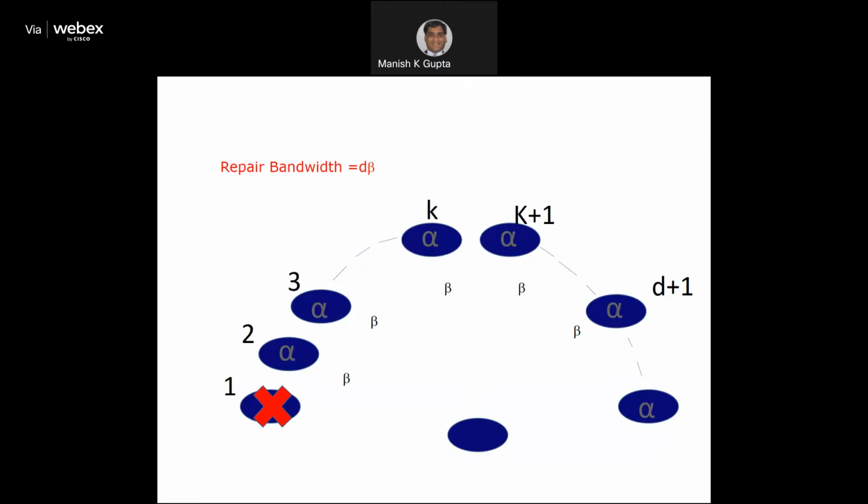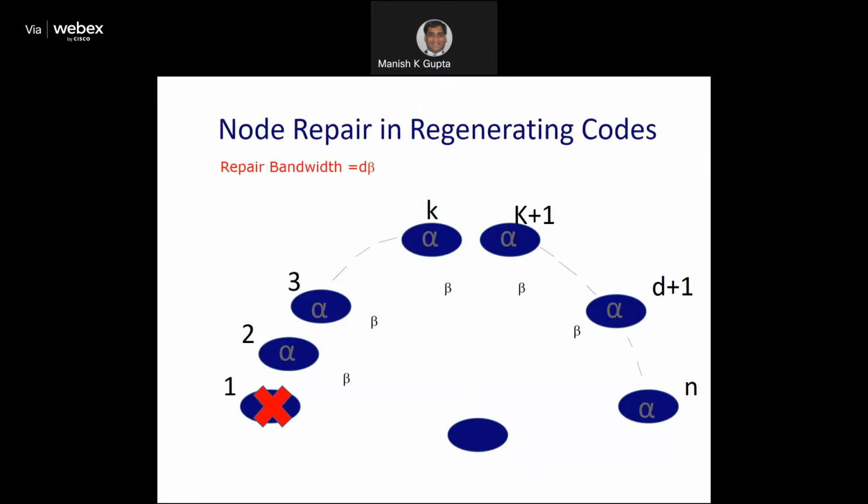And if you want to repair, if a node fails, you can contact any d nodes in the system and download beta packets from each. So repair bandwidth is d beta, right? And so you can repair the node. These two mechanisms are important in regenerating codes, which are repair mechanism and file reconstruction.